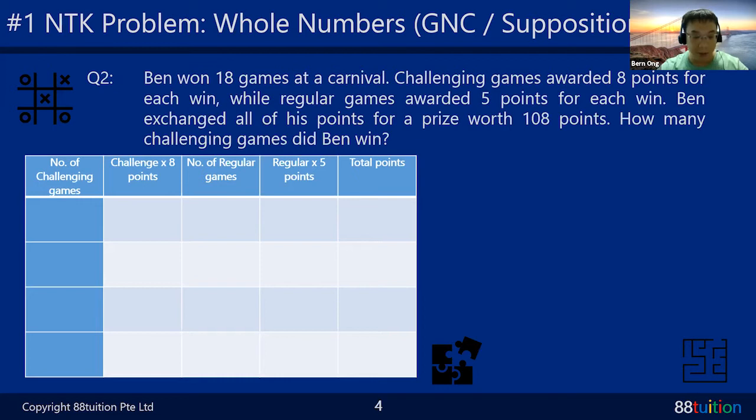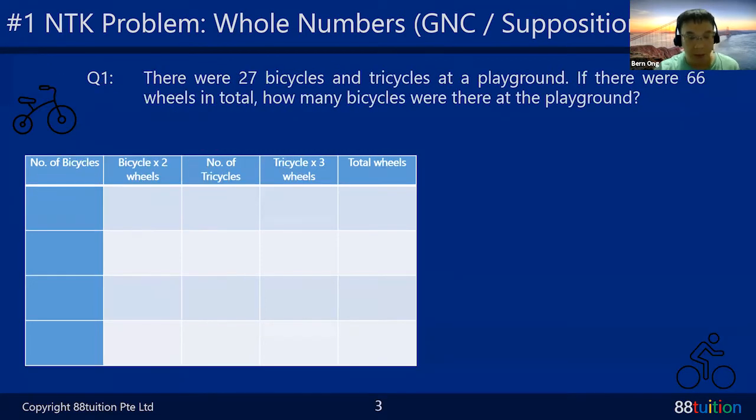Come, let's talk about number 1. Usually we talk about guess and check or the supposition method, and we think, oh, must be the chicken and goat question. No, not every time chicken and goat, please. Please remember that. It can be bicycle and tricycle, correct or not?